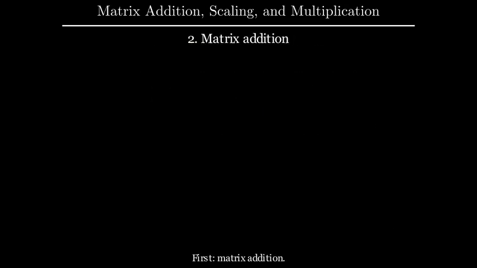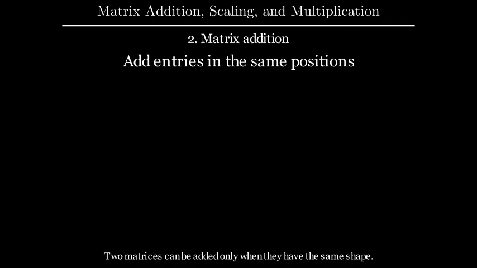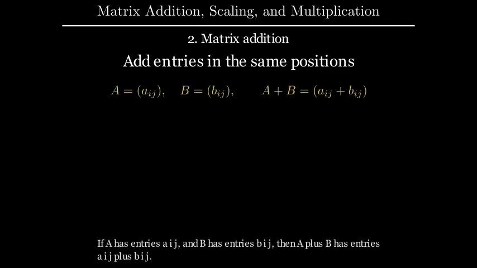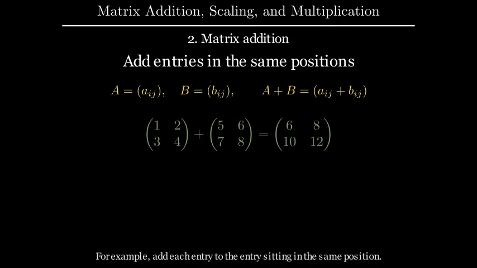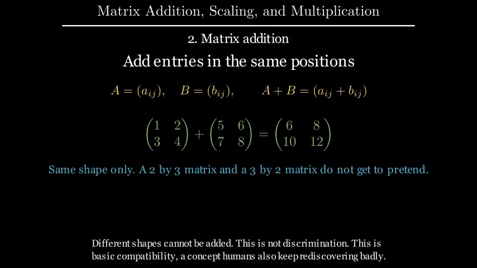First, matrix addition. Two matrices can be added only when they have the same shape. If A has entries Aij and B has entries Bij, then A plus B has entries Aij plus Bij. For example, add each entry to the entry sitting in the same position. Different shapes cannot be added. This is not discrimination. This is basic compatibility, a concept humans also keep rediscovering badly.